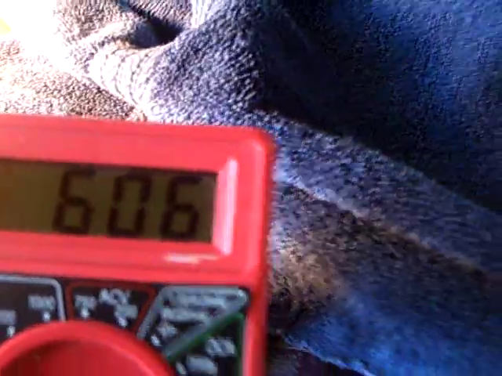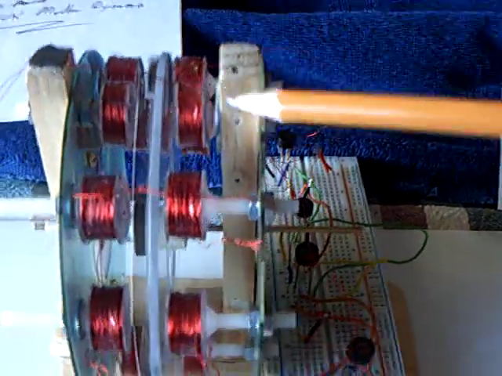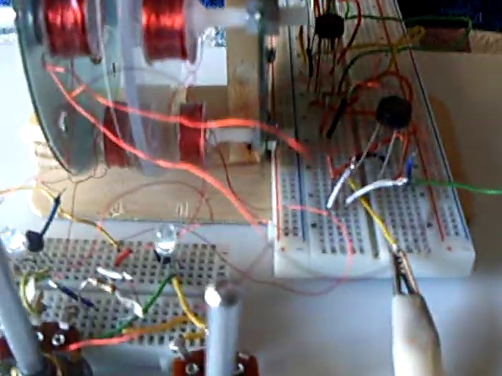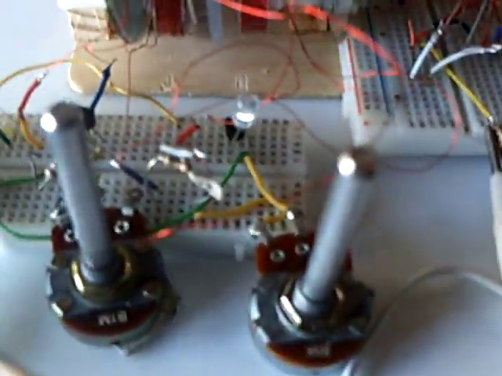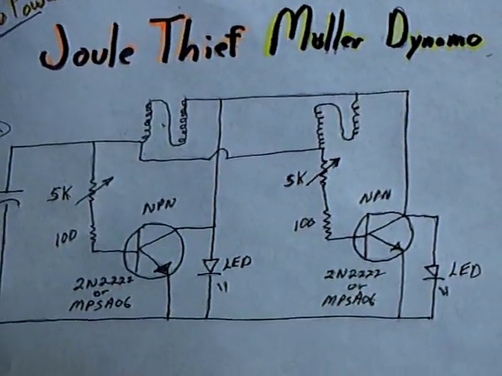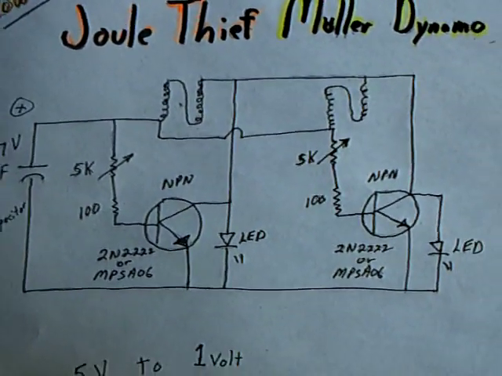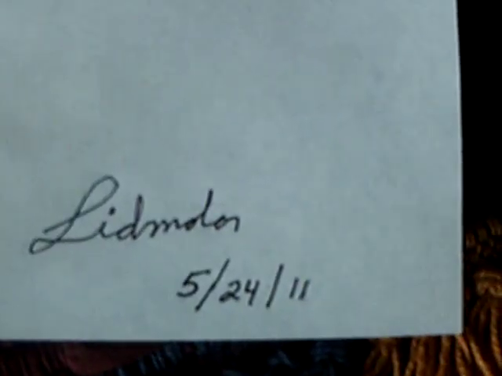You know, I'm not where I need to be to make this self-sustained. So anyway, I did have this success using these two Joule Thief circuits, and having a couple of Joule Thieves work together, and it's two pairs of coils. It's the pair of coils here and the pair of coils down there, and they're not directly in line, they're offset. So I thought that was interesting that you could balance them up using the potentiometers and get them to work together on this circuit right here. And I'm calling this the Joule Thief Muller Dynamo, and I'm a lid motor, and today is the 24th of May 2011.